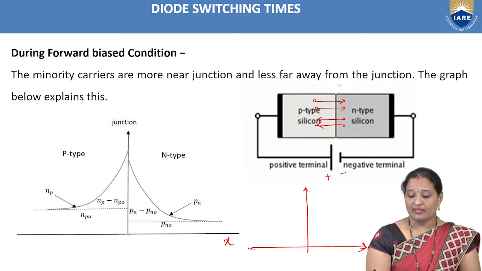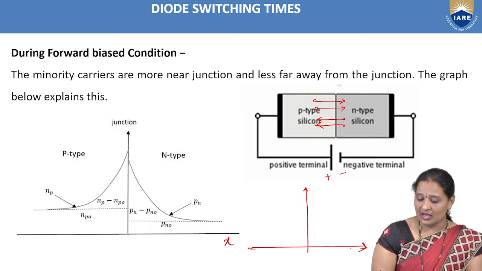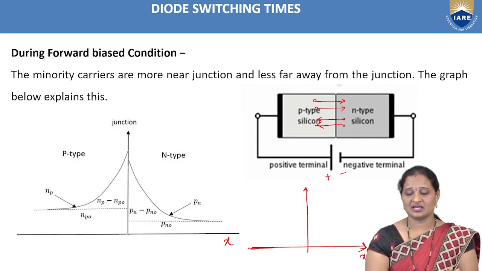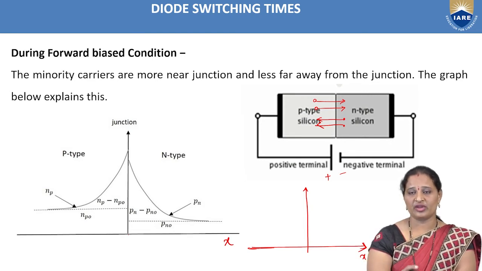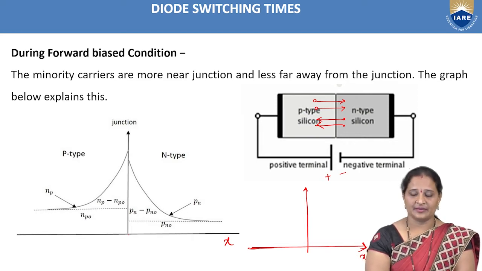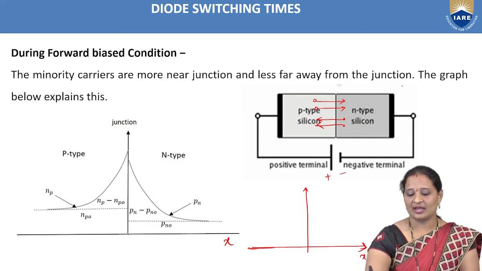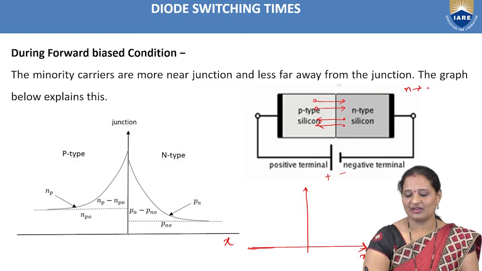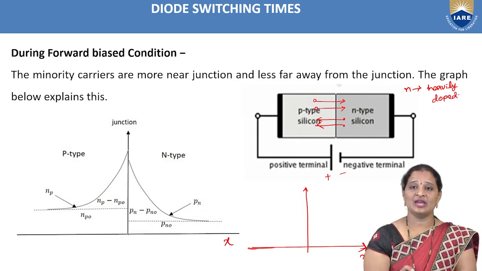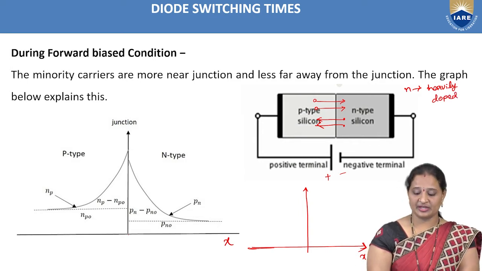Here this is distance x. We don't have any positive or negative axis. It is just representing the distance when we are moving away from the junction into the p side and also into the n side. As I told you, the n-type material is heavily doped. That means the carrier concentration will be high in the n-type semiconducting bar.